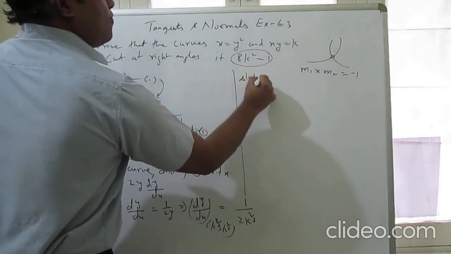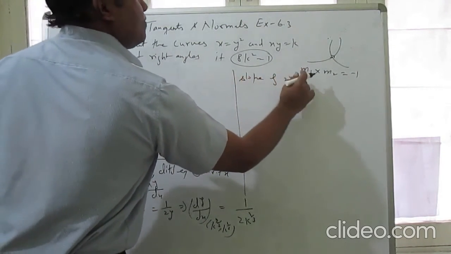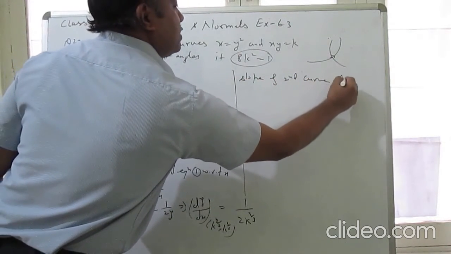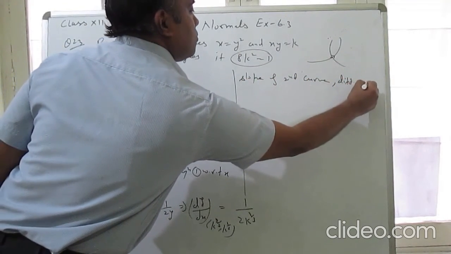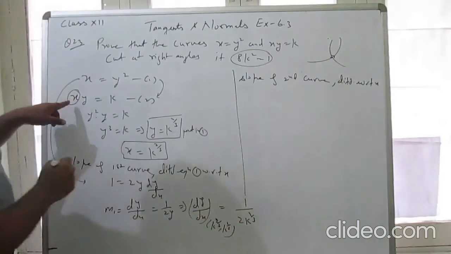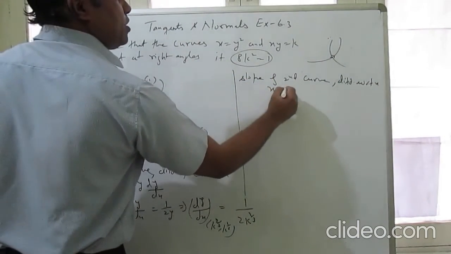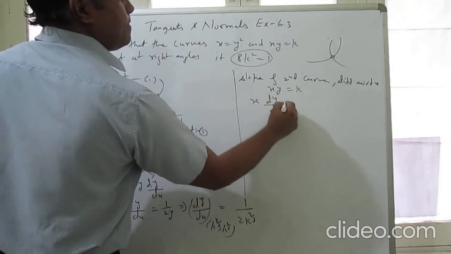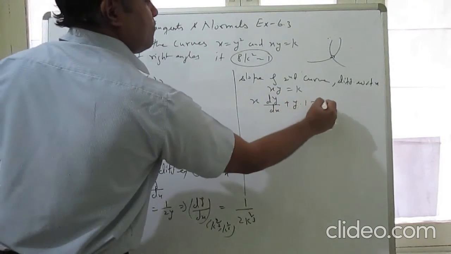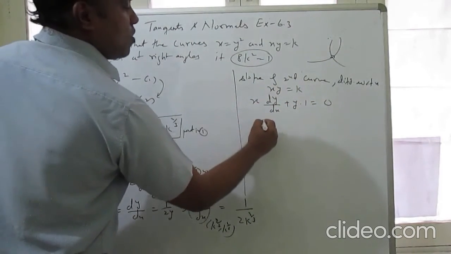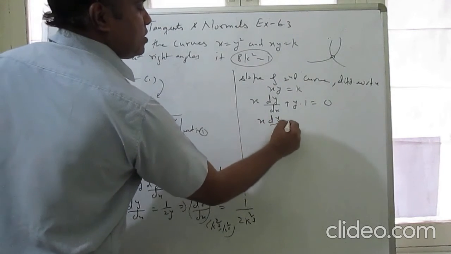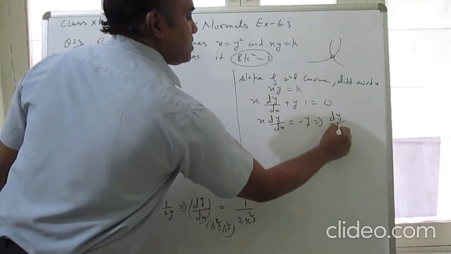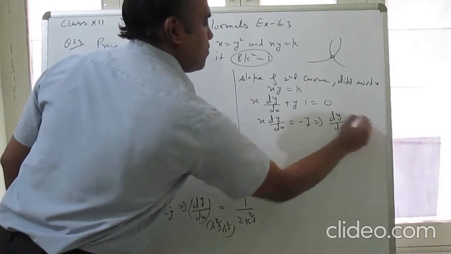Slope of second curve. So differentiate with respect to x. This is the second curve, xy is equal to k. First function into differentiate of second plus second into differentiate of first, which is 0. So x dy by dx is equal to minus y. This implies dy by dx is equal to minus y upon x.